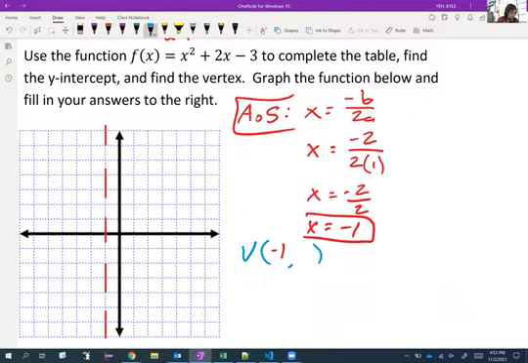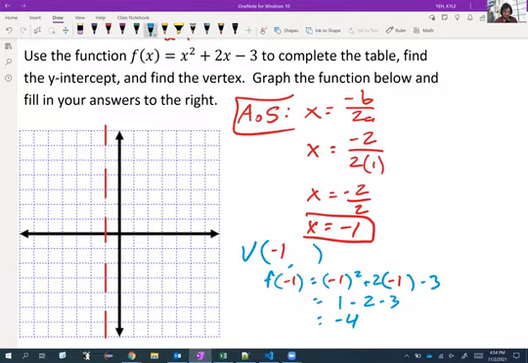All right, so negative 1 is the x-coordinate. How do we find the y-coordinate? We are just going to plug it in to our function. That's how we would find any y-coordinate. So f of negative 1 equals negative 1 squared plus 2 times negative 1 minus 3. I'll add those in red. And then I'll just go through and simplify. Negative 1 squared is 1. Minus 2 minus 3. F of negative 1 is negative 4. So that means our vertex is at negative 1 comma negative 4. And I can put that on my graph.